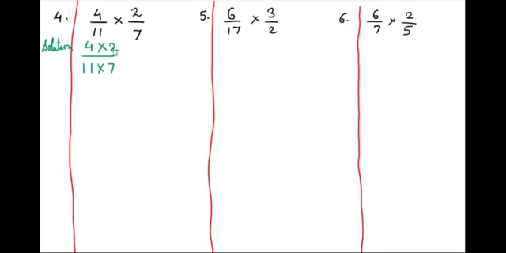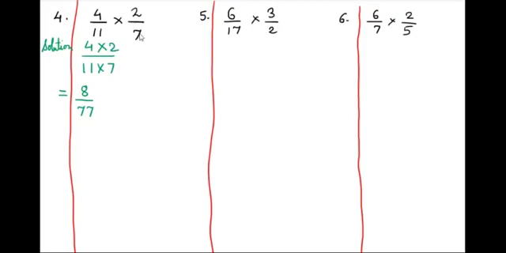Yes, 4 is not divisible by 11 and 7. 2 is also not divisible by 11 and 7. Same way, up from down we can check. So what we have to do? We have to just multiply. 4 2s are 8, so we write here equals 8. 11 7s are 77. So this is the multiplication of the fraction 4 upon 11 multiplied by 2 upon 7.